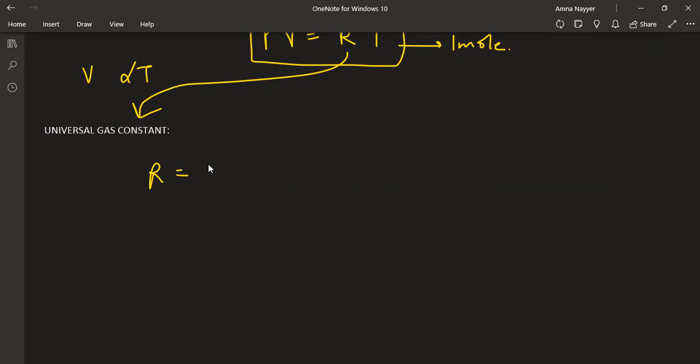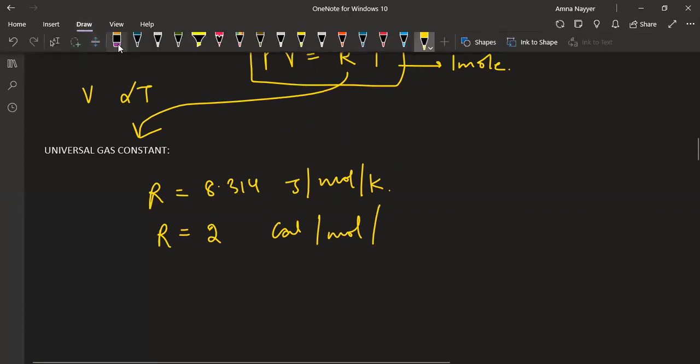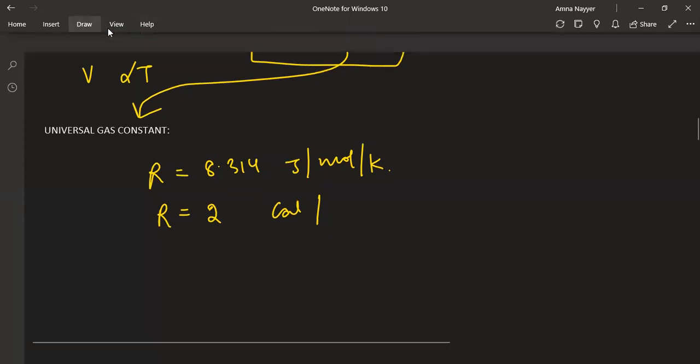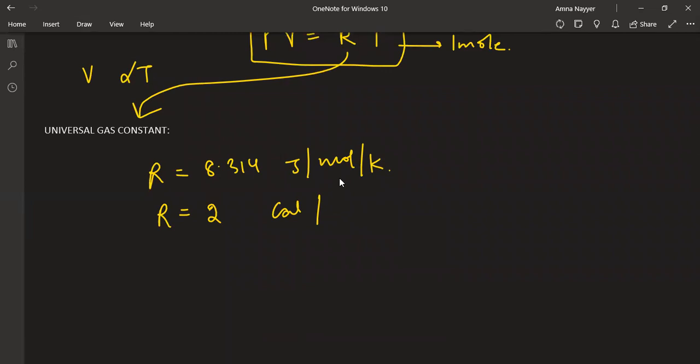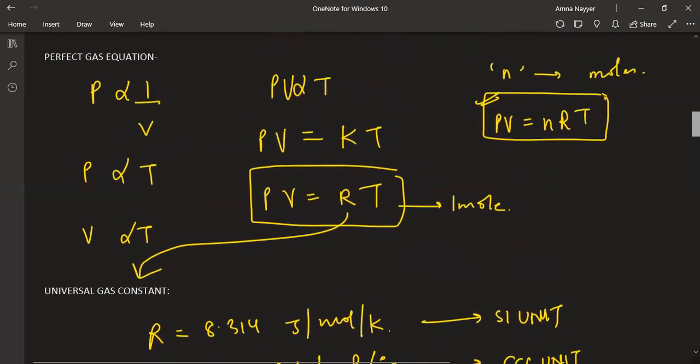So this R is what? 8.314 joules per mole per Kelvin. And if you have to write this unit in calorie, CGS, that will be 2 calorie per mole per degree Celsius. Let me write it like that. This will be moles and this will be degree Celsius. Fine. So this is in the SI unit. This is in the CGS unit. So I have combined all the laws, and that gave the ideal gas equation.